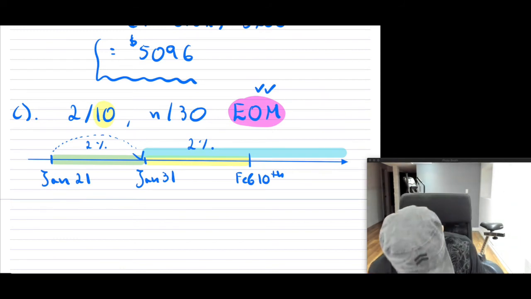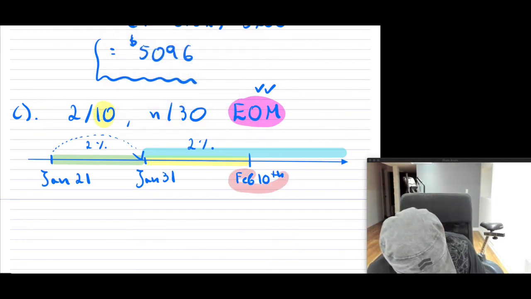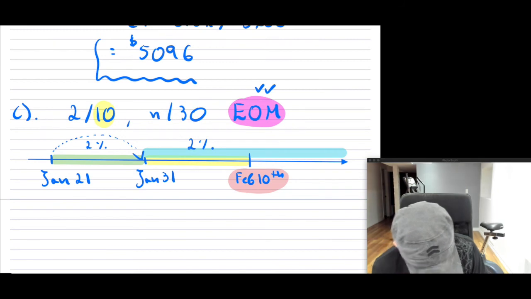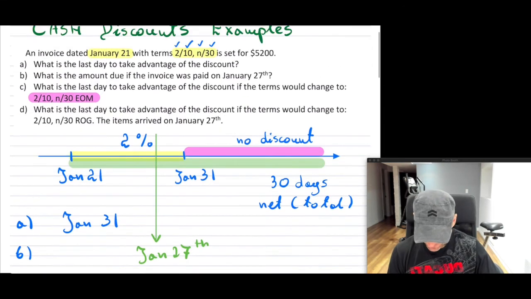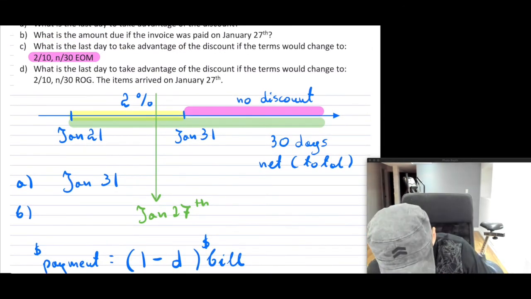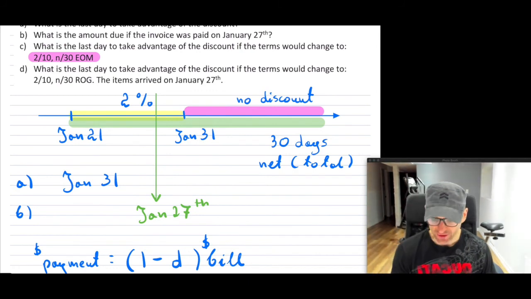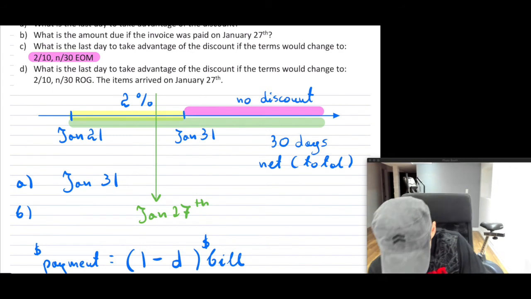So to answer our question, this is it. This is our last day to take advantage of a discount if it is end of the month terms for the cash discount. Part C. That was it. Part D. What is the last day to take advantage of the discount if the terms change?